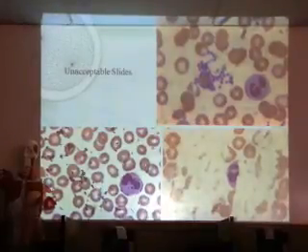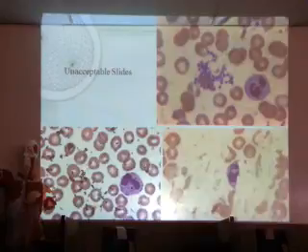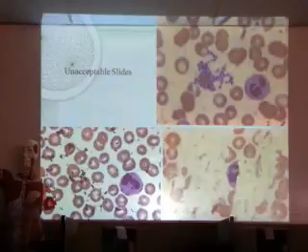And more artifacts. We have these little precipitates from the stain. They kind of look like platelets, but they're not. In this field, this here is a platelet. This is a platelet. This is not a platelet. So you're going to have to be careful about that.